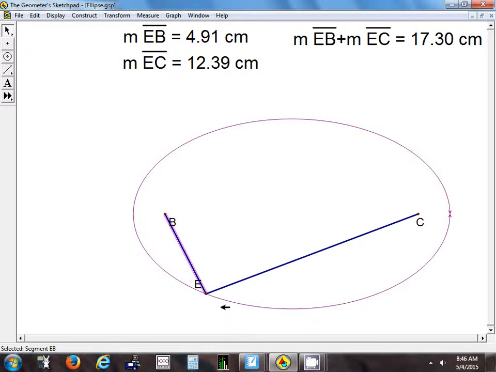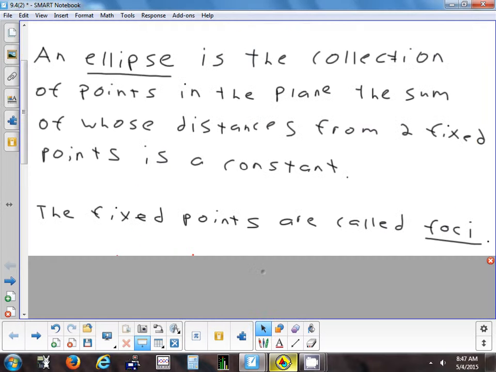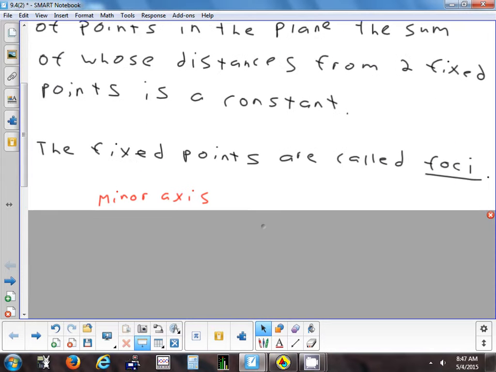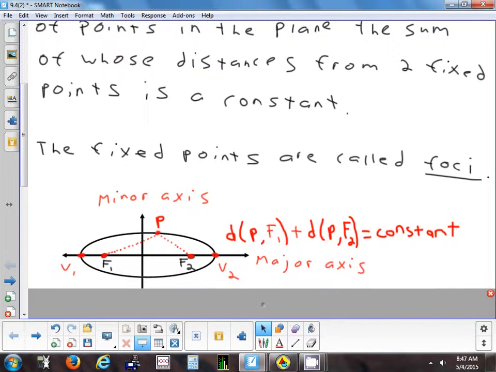So any questions on an ellipse? That's what it looks like, kind of like an oval. There's a few different things I've labeled in this picture, but basically I'm showing you the same thing I just did on the other screen.